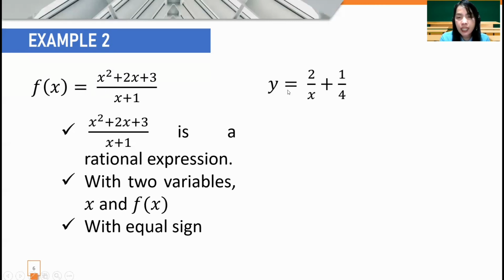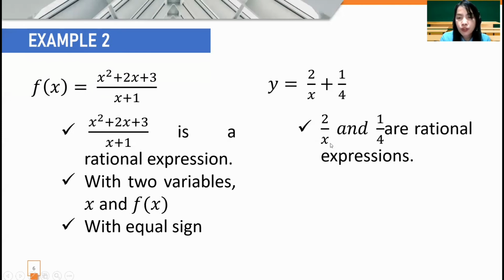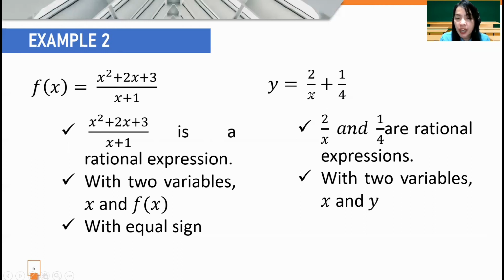Another, we have y equals 2 over x plus 1/4. 2 over x, this one is a rational expression, and 1/4 is a rational expression. There are two variables. We have x and y. And last, there is an equal sign. Kapag itong tatlo nandito, merong rational expression, merong dalawang variable, at merong equal sign, that's the time that we can call the given as a rational function.